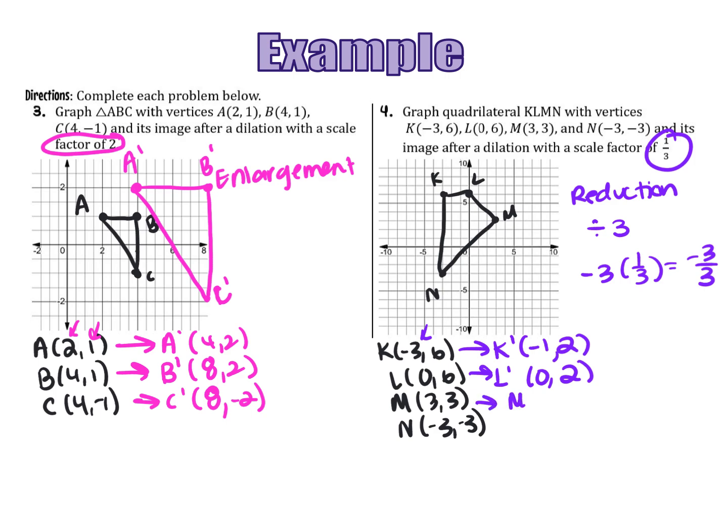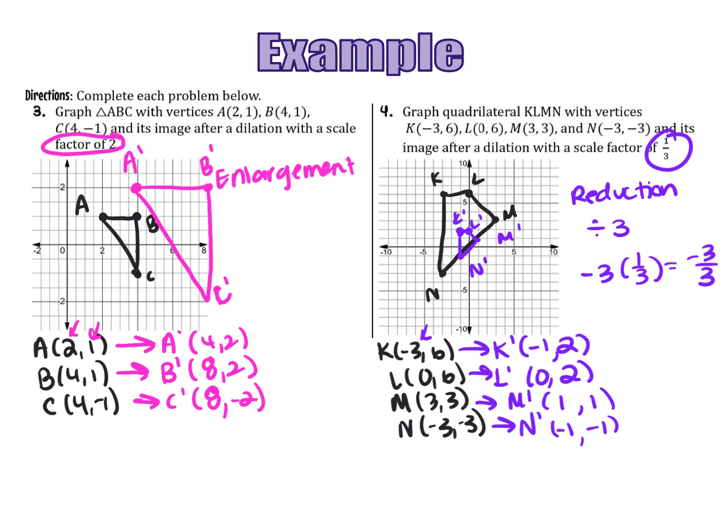Go ahead and pause the video and find the coordinates for M prime and N prime and plot those 4 points. All right, M prime is going to be 1, 1. N prime is going to be negative 1, negative 1. And then I'm going to go ahead and plot the points. And there I have my reduction.